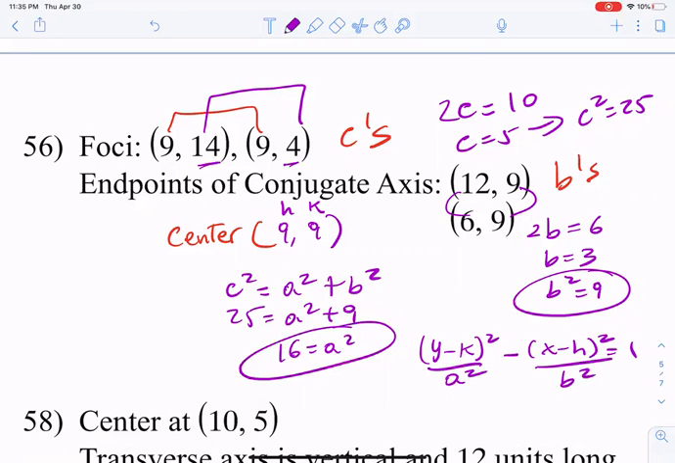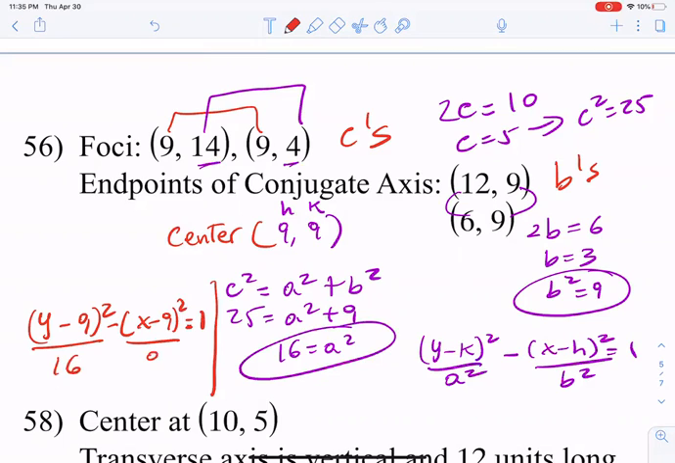Now let's plug in what we have. So y minus 9 squared minus x minus 9 squared. This is equal to 1, right? And then A is 16 and B is, what is B? It's 9. Done. That's the answer. So let's check. What number is that? 56. Yep, that's the answer. Next number, 57.